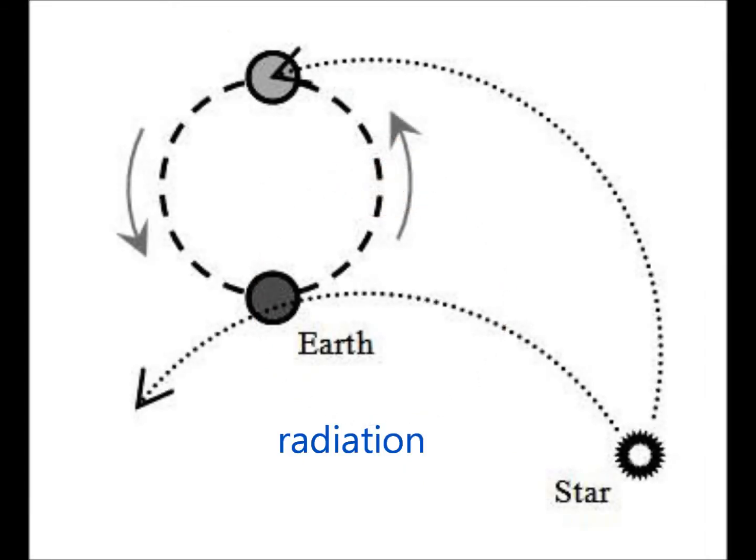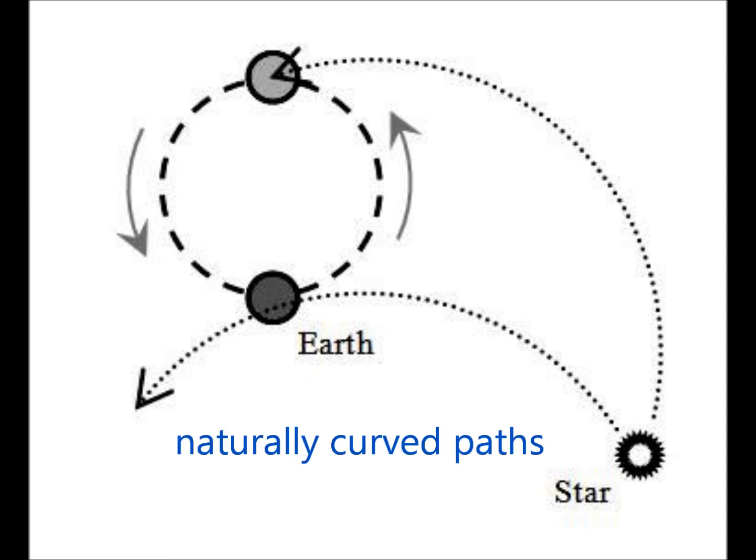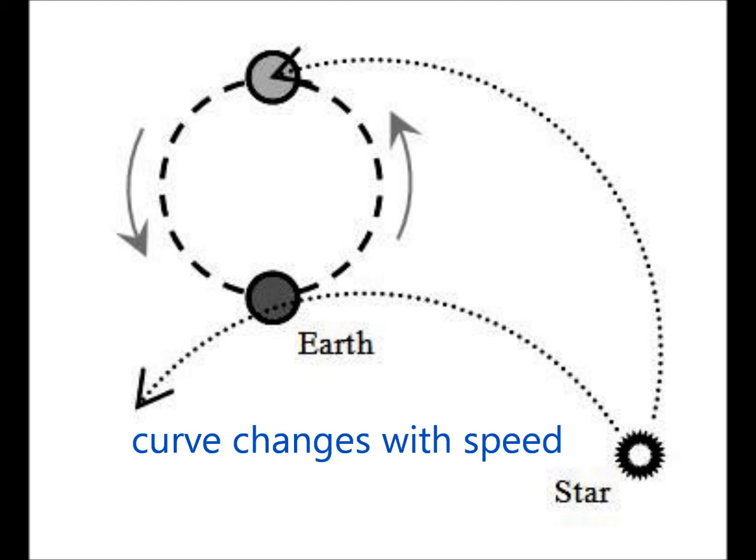A reasonable extension of this idea is the idea that all radiation transmits with a natural curve in its path. The curve is due to the circular motion of its source. Consequently, the faster a star rotates, the more curved its light becomes. The same kind of effect results from the orbit of a star.